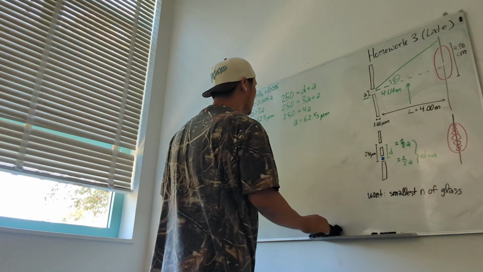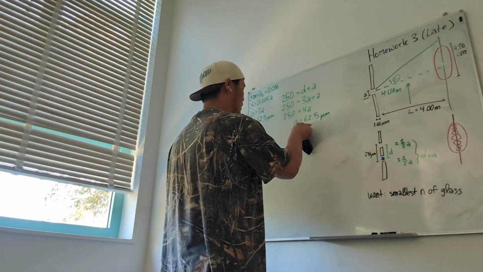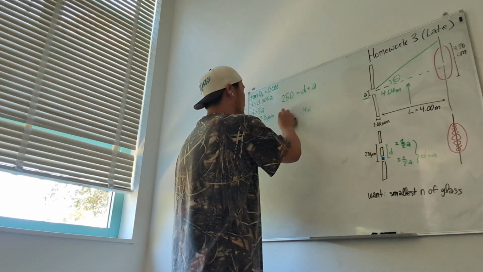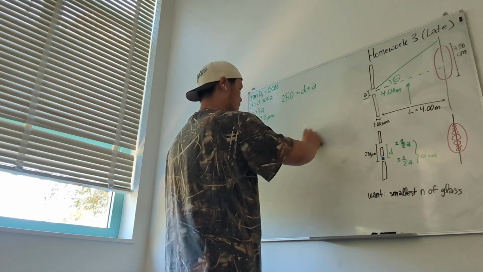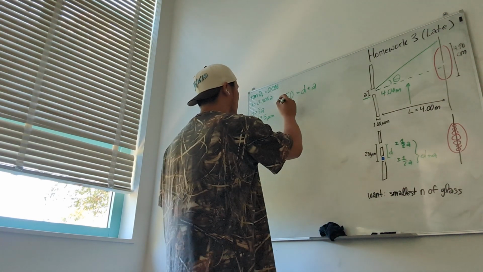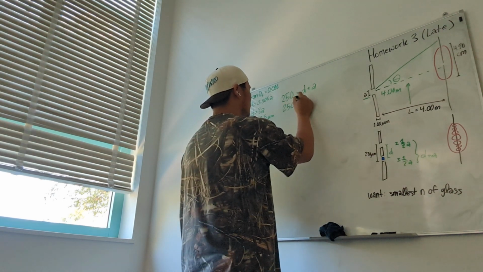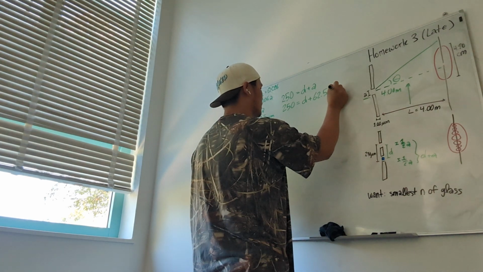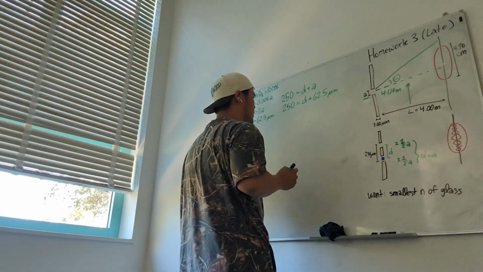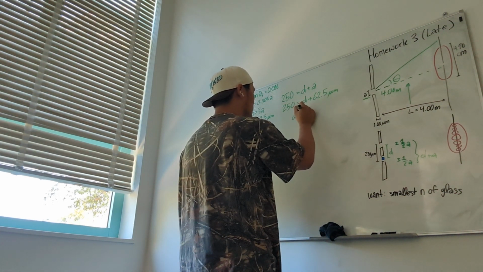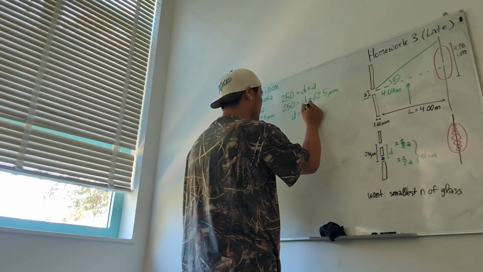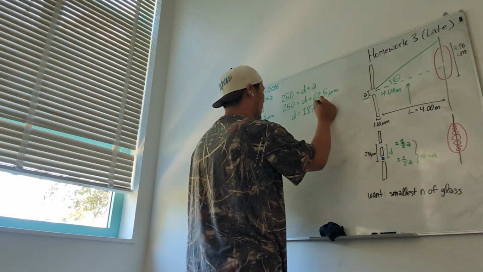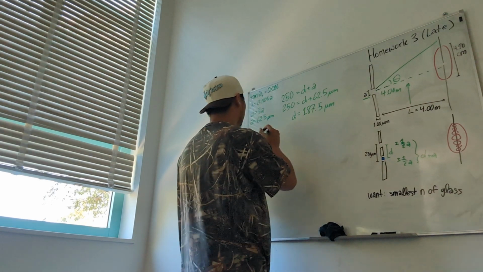Okay, well, if we know this now, we can just plug that back into this original ratio to find 250 equals D plus 62.5 micrometers. Subtract 62.5 from both sides, and what we're left with is D equals 187.5 micrometers.